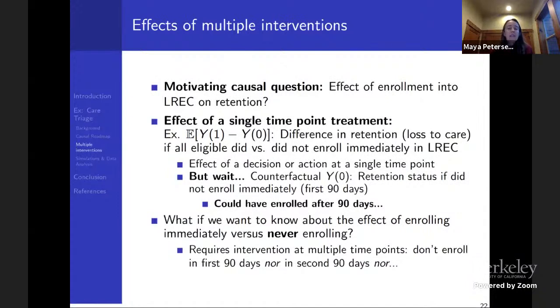So to build on that then, what if we want to know about the effect of enrolling immediately? Okay, that's fine, versus never enrolling. So now we want an intervention that actually involves multiple decisions, multiple interventions. Don't enroll in the program at the first time point, or the second time point, or the third time point, etc.